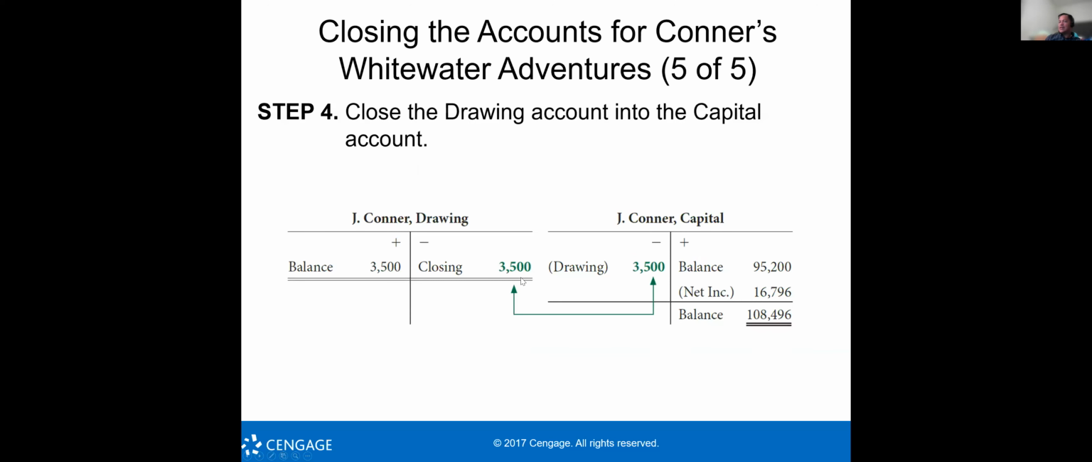And the last step for the closing process is to close the drawing account. If we look at the drawing, the normal balance for that is a debit. So to close that, we need to credit the drawing to zero it out and then debit the capital. So that's your drawing. When you look at your capital, you have the original balance, you have your net income, you have your drawing. So the balance in your capital is 108,496 in this example, and the drawing reduces your capital balance. Okay, so those are the 4 steps.